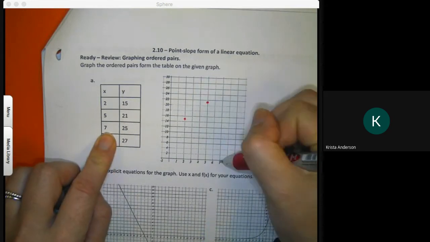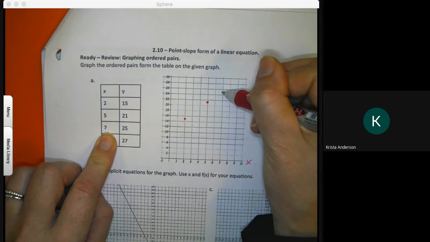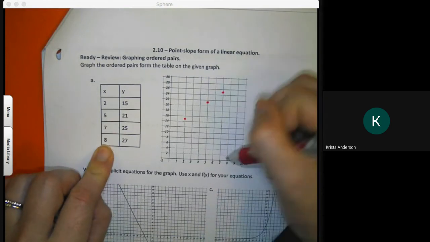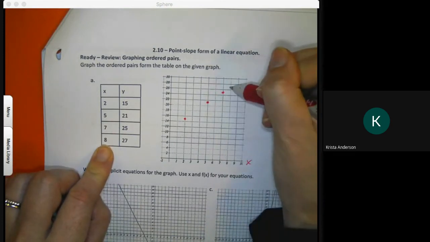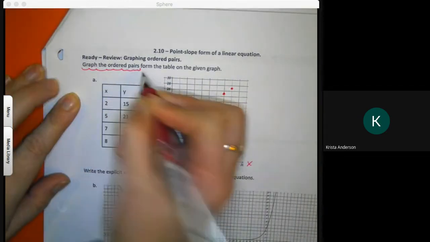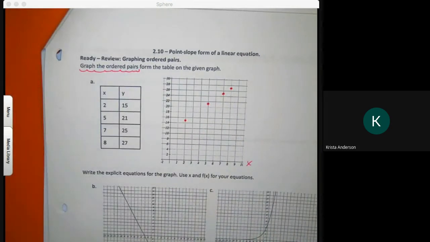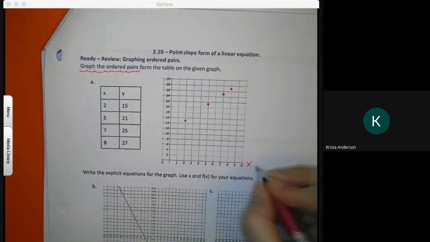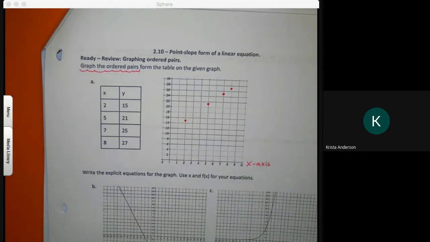I would place a dot. 7 is up 25. Place a dot. 8 is up 27. Place a dot. It just wants me to graph the ordered pairs. So I always start with the x in the bottom, and then I go up or down how many the y says to go. Y's are up and down.